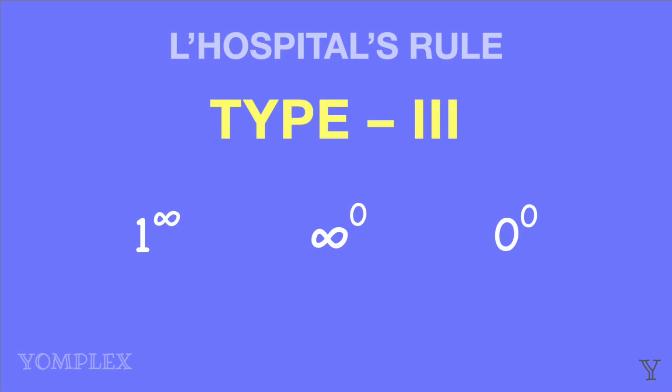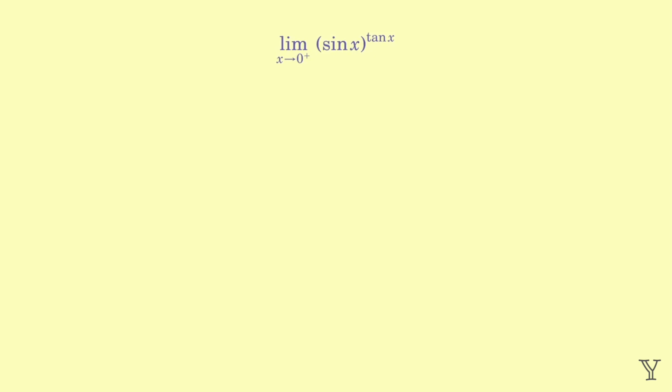Let us now move on to type 3 limits. Limits of the form 1 to the power infinity, infinity to the power 0, or 0 to the power 0. Let us consider the right-hand limit at 0 of sin x to the power tan x. Since sin 0 and tan 0 are both equal to 0, we clearly have a limit of the form 0 to the power 0. We will now describe the general method to solve such problems.